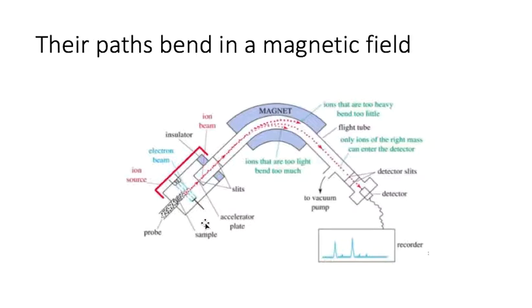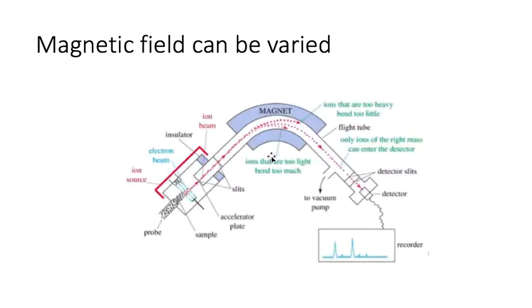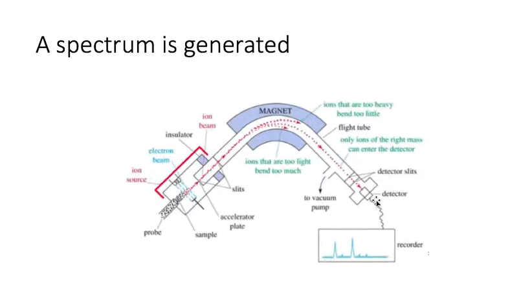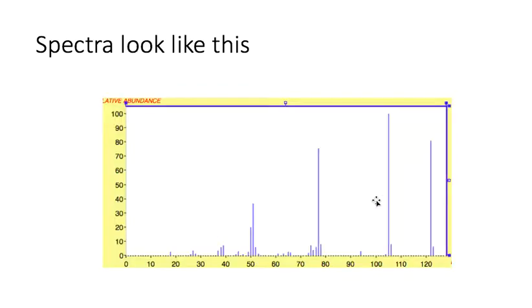So the +1 ions are going through this path, and they bend when they go into this magnetic field. And the magnetic field can be varied. So just certain ones of certain masses will get through at any given time. And so then at a certain time, they're recording a certain mass, and that will show up as a spike on a graph. And so we get a spectrum. And it looks something like this.